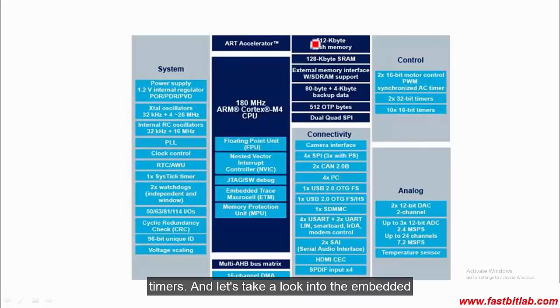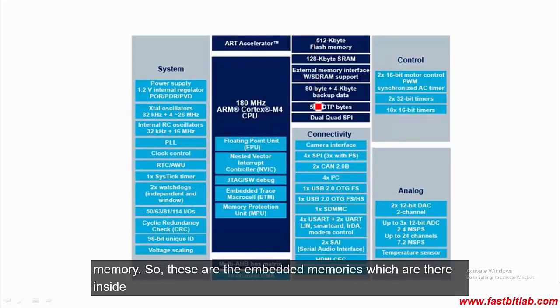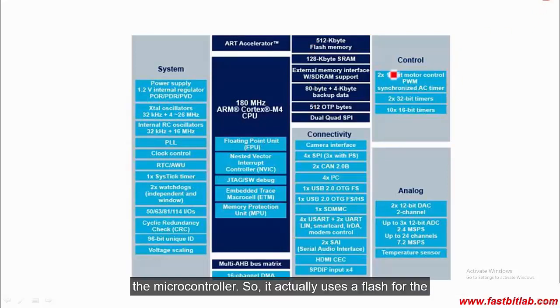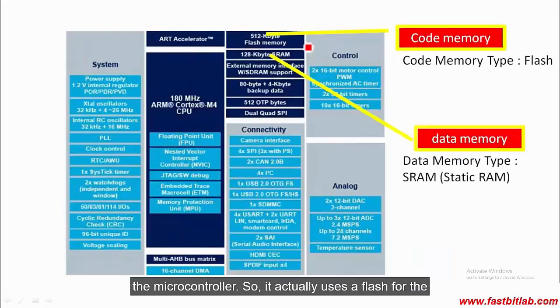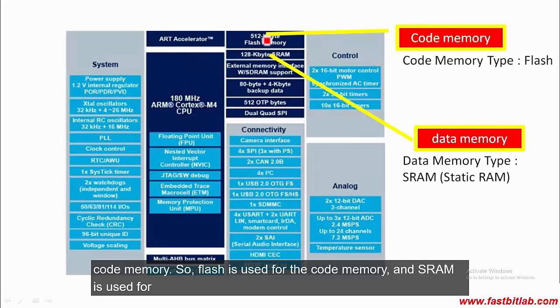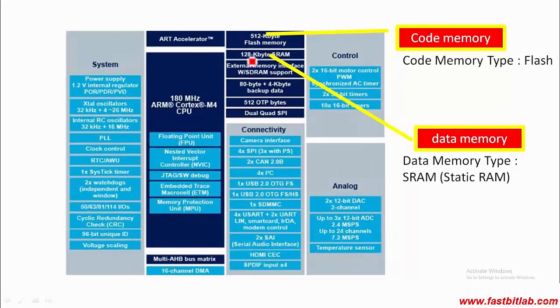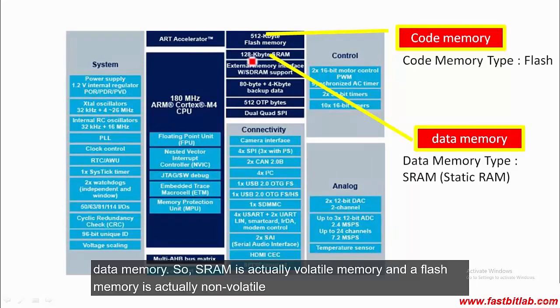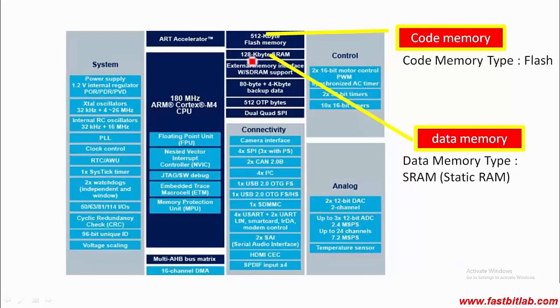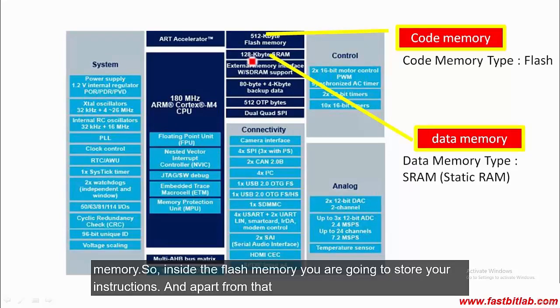And let's take a look into the embedded memory. So these are the embedded memories which are there inside the microcontroller. It actually uses flash for the code memory, and SRAM is used for data memory. SRAM is actually volatile memory, and flash memory is actually non-volatile memory. So inside the flash memory, you are going to store your instructions.